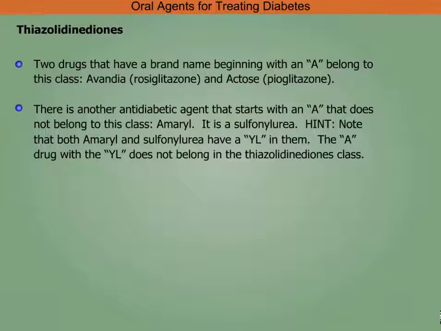Thiazolidinediones. 2 drugs that have a brand name beginning with an A belong to this class: Avandia and Actos. There is another anti-diabetic agent that starts with an A that does not belong to this class: Amaryl. It is a sulfonylurea. Hint: note that both Amaryl and sulfonylurea have a YL in them. The A drug with the YL does not belong in the thiazolidinediones class.